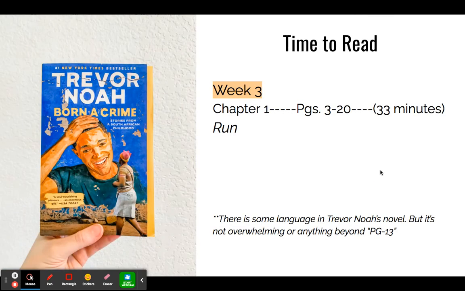Okay, so this week we are going to try to finish chapter 1. Thankfully, because I have the audiobook version too, it tells me approximately how long it'll take to read the chapter, and it said for this one 33 minutes. So we're going to try to break it up.